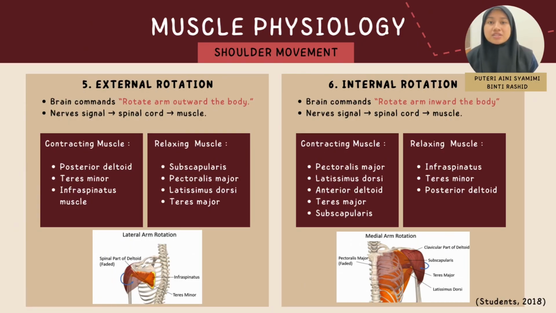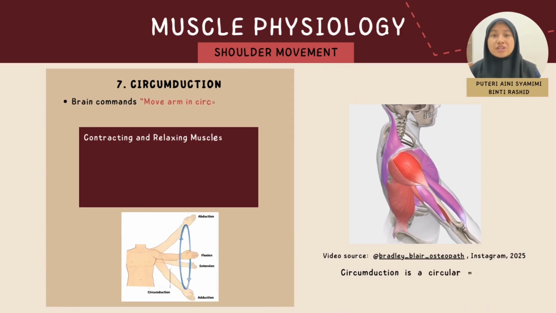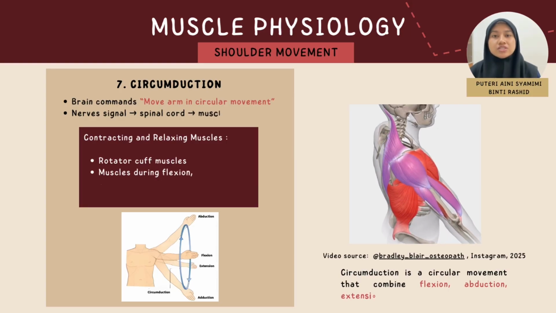When the brain sends a command to rotate the arm inward, nerve signals travel from the brain to the spinal cord and then to the shoulder muscles to initiate the movement. During internal rotation, the contracting muscles involved are pectoralis major, latissimus dorsi, anterior deltoid, teres major, and subscapularis. Meanwhile, the relaxing muscles are infraspinatus, teres minor, and posterior deltoid.